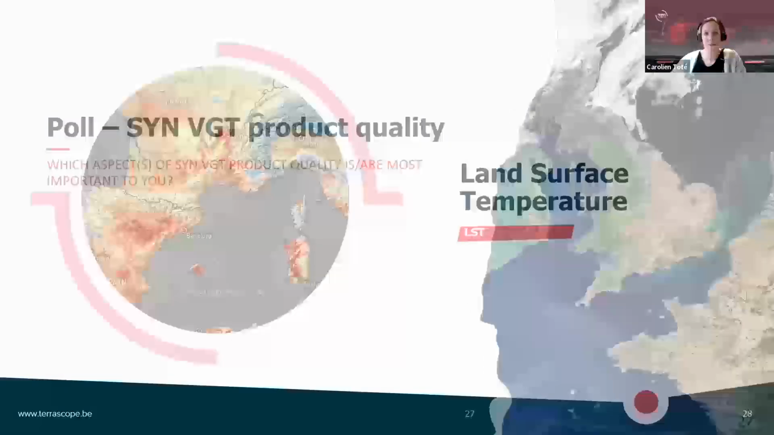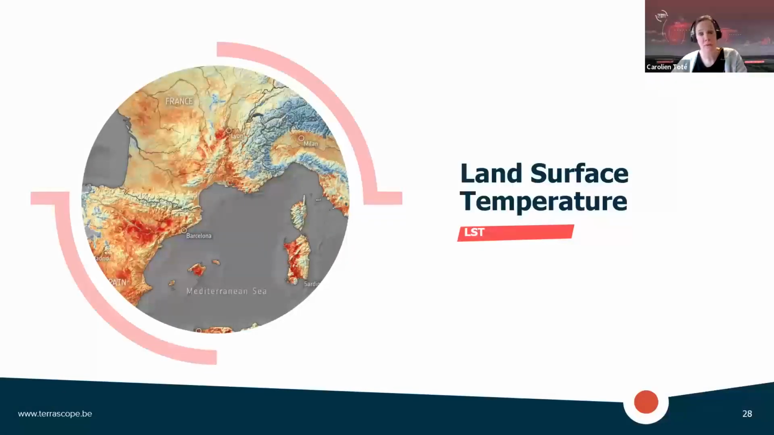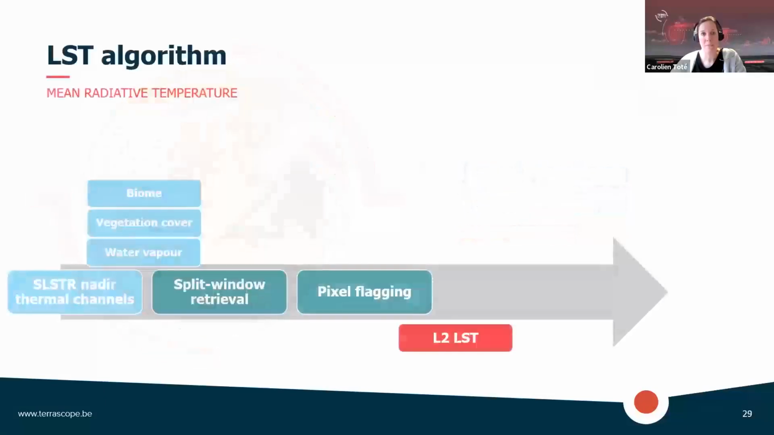Next is a section on land surface temperature, LST. So land surface temperature, it's a measure of how hot or cold the surface of the Earth would feel if you touch it. So it's the mean radiative temperature of all objects that are viewed by the sensor. So it's trees, rocks, bare ground, built-up areas, whatever. And it's based on the thermal channels at 11 and 12 micrometer on the SLSTR sensor. So what is also used as input is a series of ancillary layers.